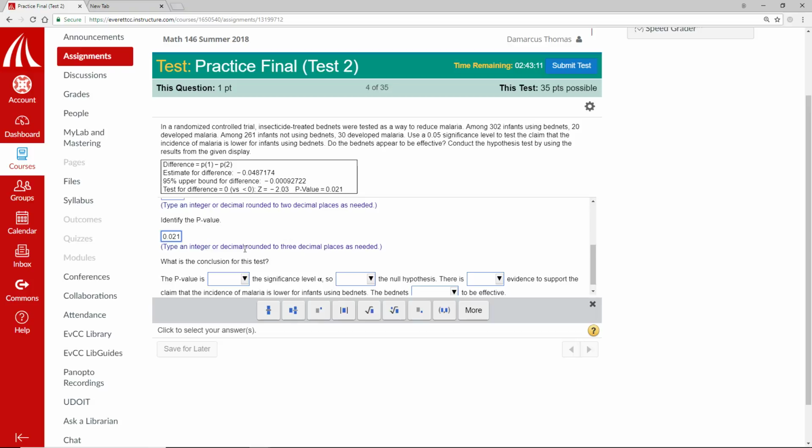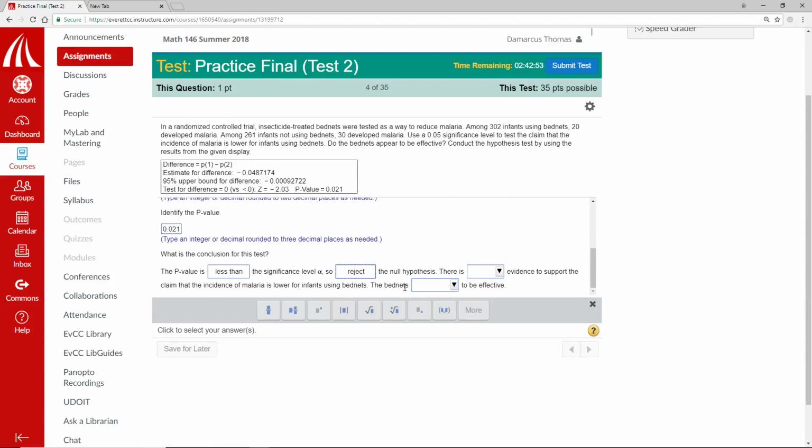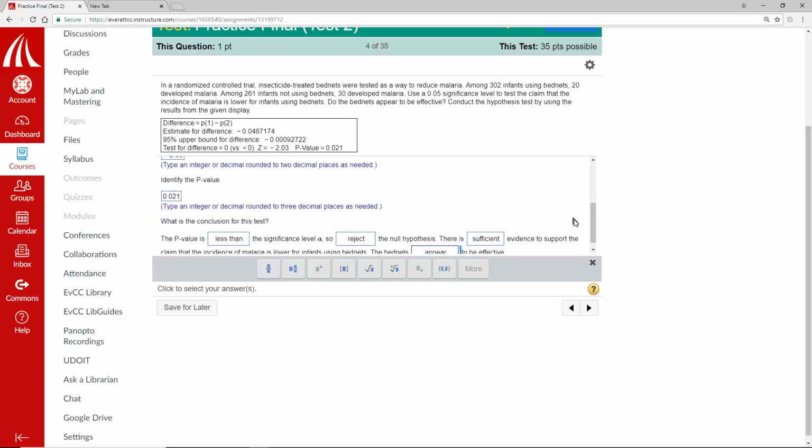And now what is the conclusion? Well, the p-value is less than alpha of 0.05. So the p-value is less than the significance level alpha. So we reject the null hypothesis. And remember, the null hypothesis said that there is no difference. We have to reject that based on our evidence. And now we can say that there is sufficient evidence to support the claim that incidence of malaria is lower for infants using bed nets. The bed nets appear to be effective. That should complete the test there.